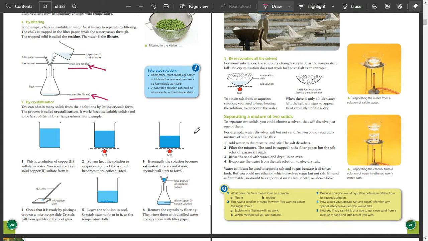A second method of getting a solute from a solvent is crystallization. And this really works with salts like copper 2 sulfate. So look out for that. A common procedure that they test you on for crystallization involves sulfuric acid and how that reacts with an insoluble base like copper oxide.